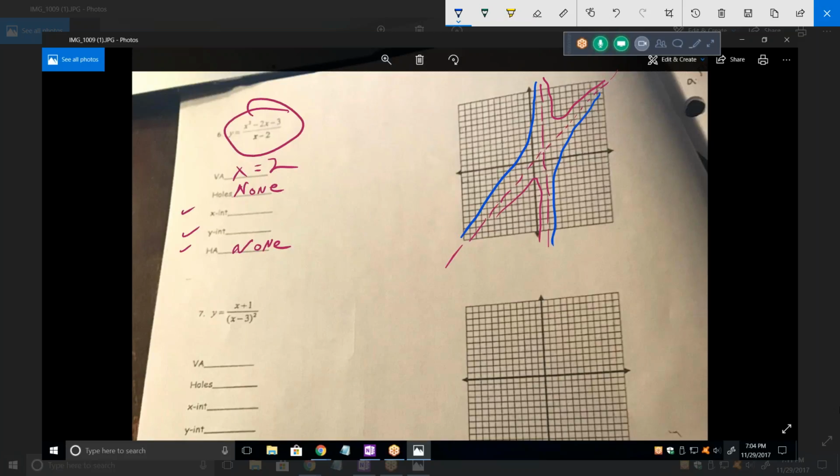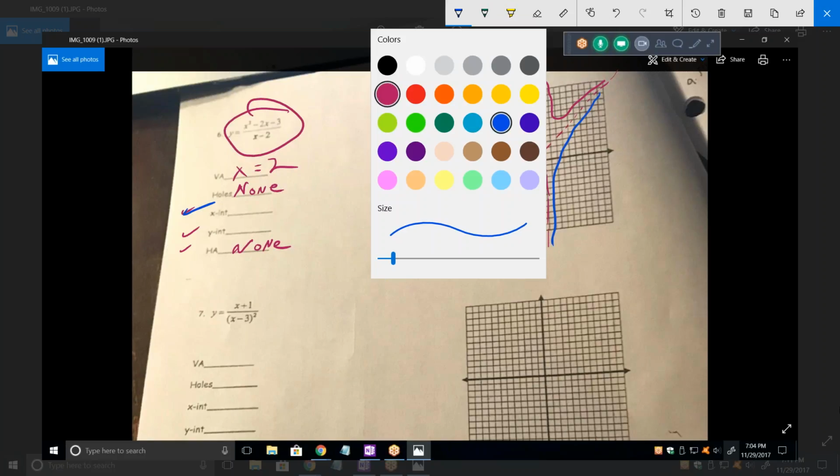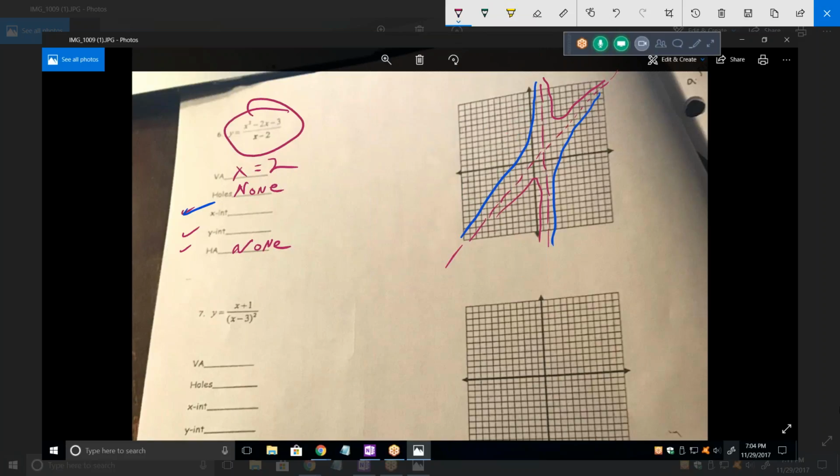Now, to answer the next question, we really need to figure out what the x-intercepts are. That will answer it. Because notice the red has no x-intercepts. So if I find x-intercepts, it's definitely the blue. Now how do I figure out the x-intercepts? You make y equal to 0. And so I have 0 equals x squared minus 2x minus 3 over x minus 2. How do I solve that?